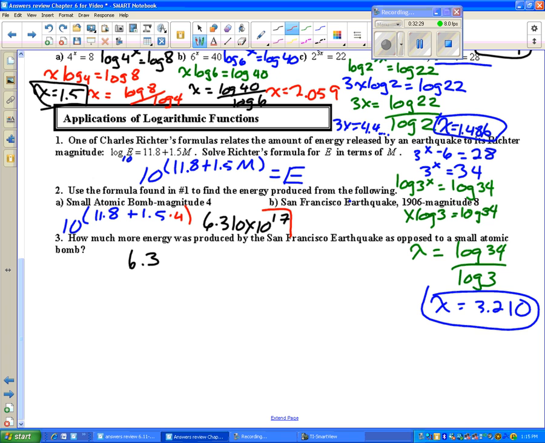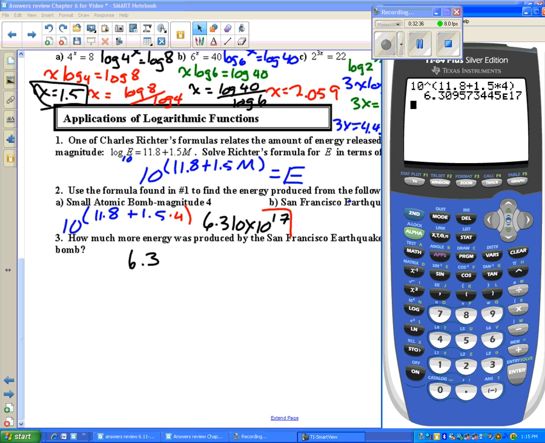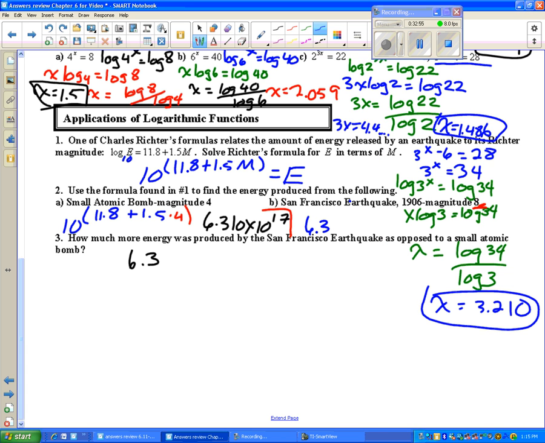Now I want to do the same thing, but for the San Francisco earthquake of magnitude 8. So I bring up my calculator. I'm going to hit second enter to bring up my last answer. Instead of a 4, I'm going to do magnitude 8. And I'm going to get 6.3095 times 10 to the 23rd. So again, it's 6.310 times 10 to the 23rd power.